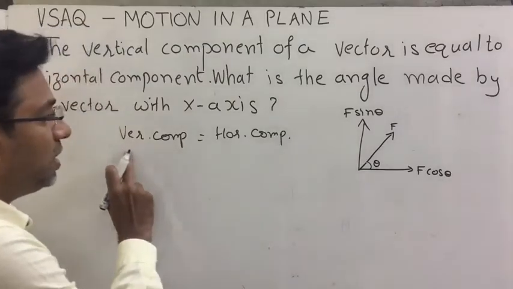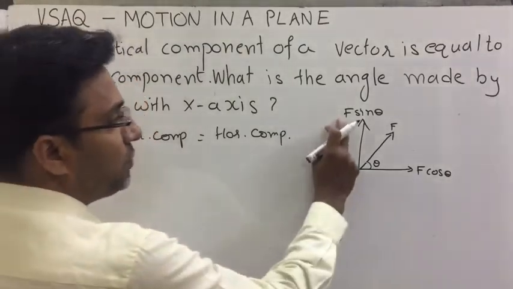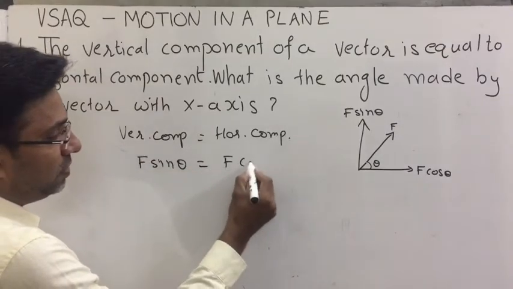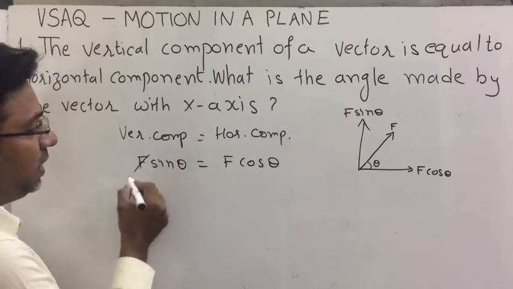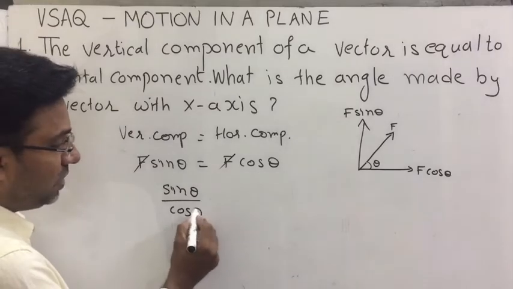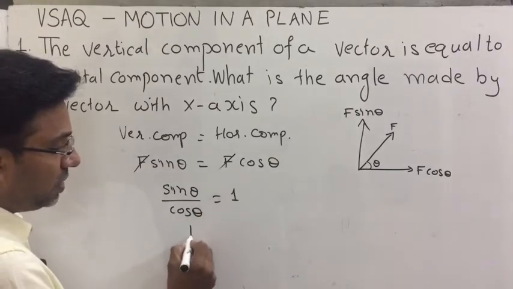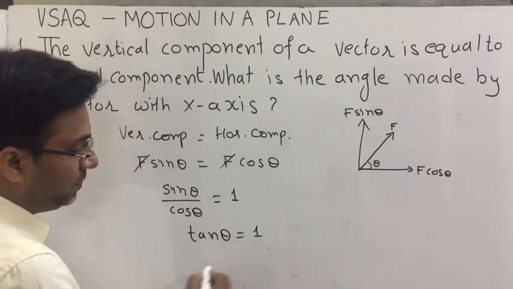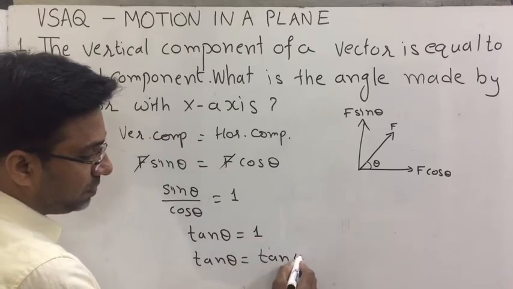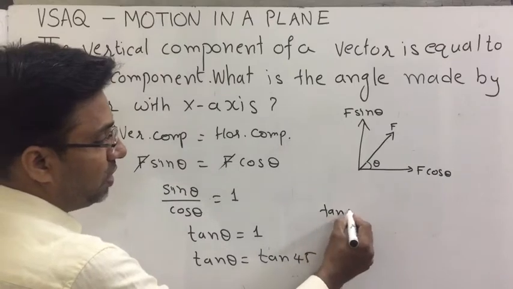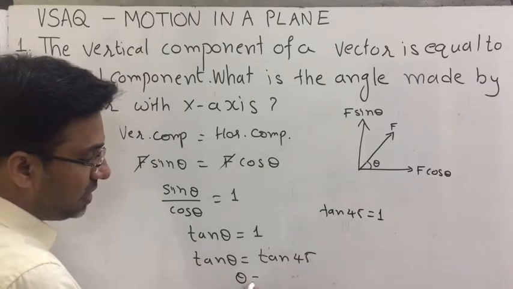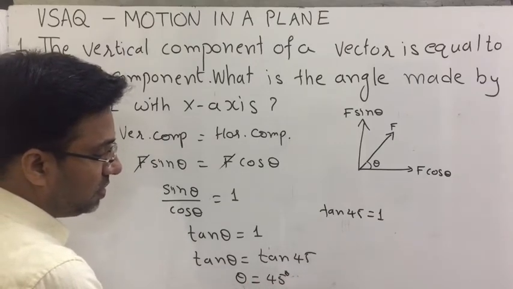According to the question, vertical component equals horizontal component. So F sin theta equals F cos theta. Here F cancels. Sin theta, bringing cos theta down, sin by cos is nothing but tan theta. Tan theta is equal to 1. So 1 in terms of tan is tan 45, the value of tan 45 is 1. In place of 1 we write tan 45, so tan gets cancelled, theta is equal to 45 degrees. So this is the answer.